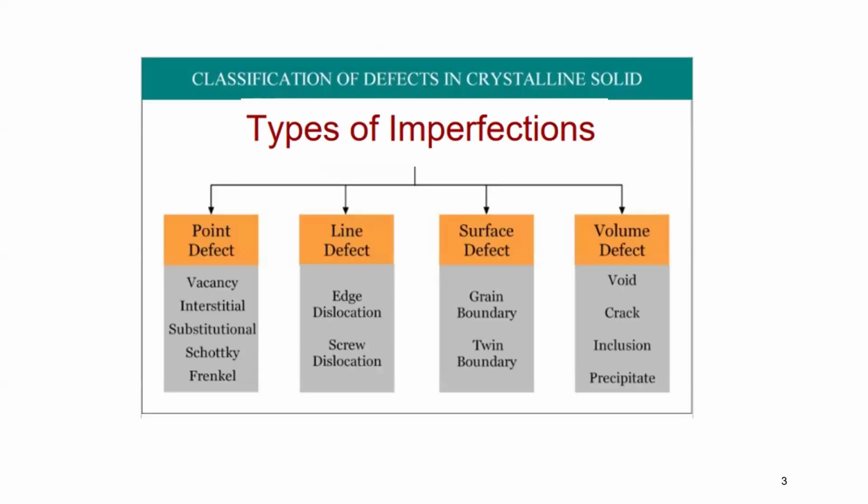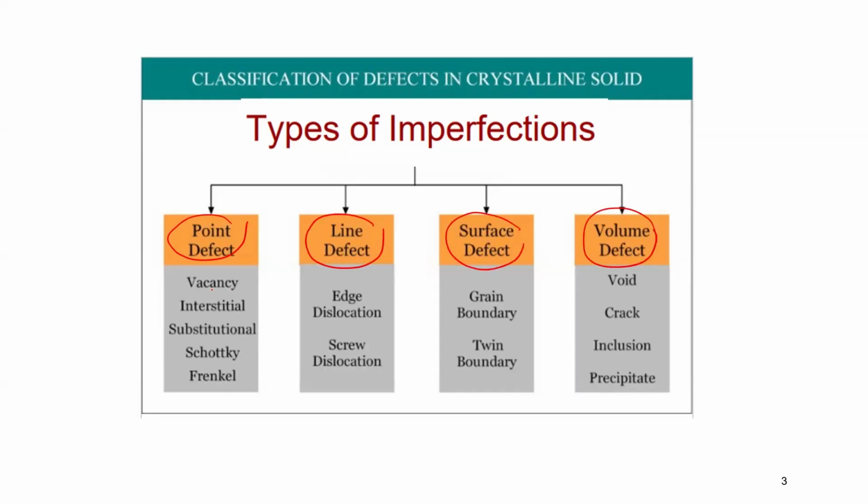Okay, so let's see what we are going to study. There are different types of imperfections. Imperfection is a defect. However, sometimes we are using those defects. We can divide these defects into 4 categories: point defects, line defects, surface defects, and volume defects.